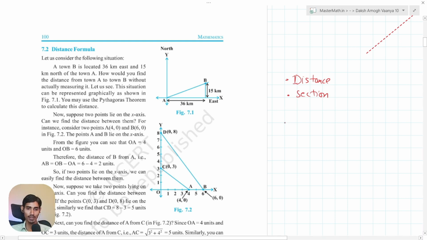So we have, this is maybe 4 units and this is maybe 3 units. So can we find the distance between O and A? O and A. Can we find the distance? Yes or no? Yes. How, Daksh?